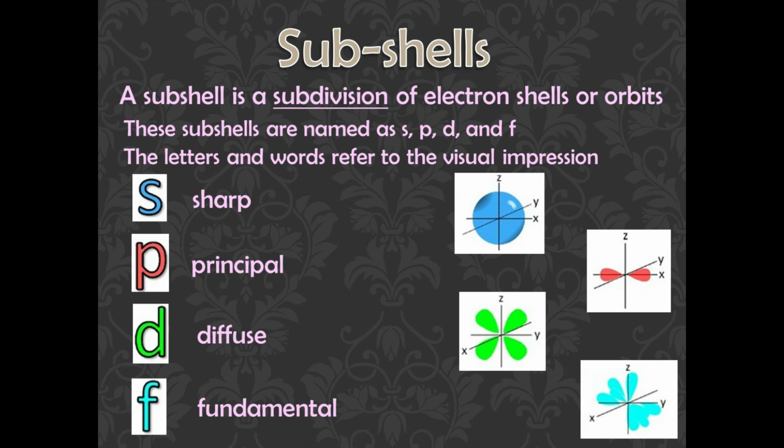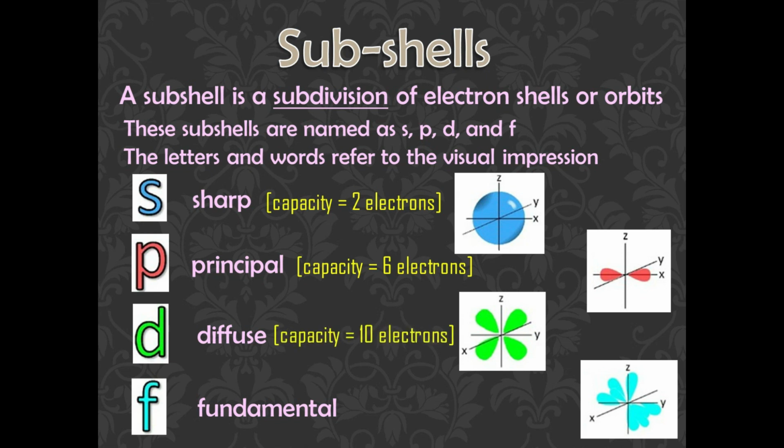There is a particular capacity of electrons for every subshell. The S subshell can hold only 2 electrons. The capacity of the P subshell is 6 electrons, the D subshell can hold only 10 electrons, and the capacity of the F subshell is 14 electrons.